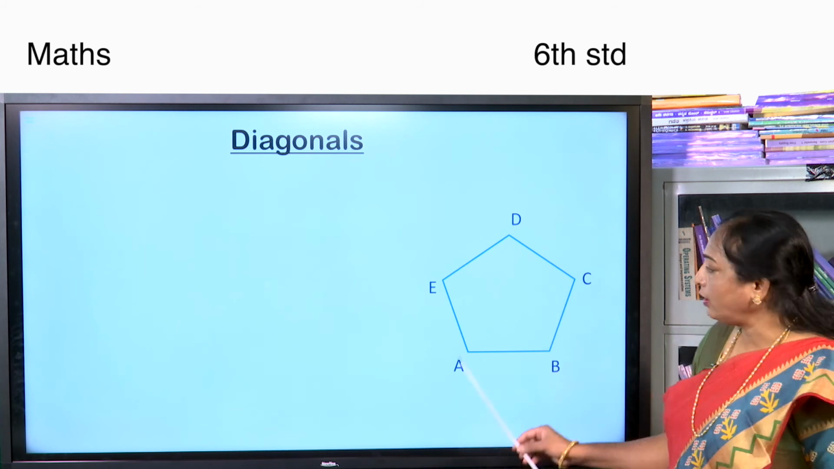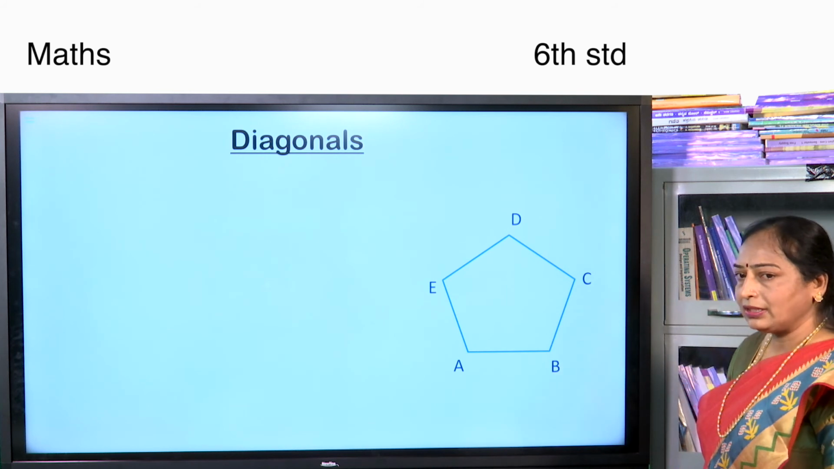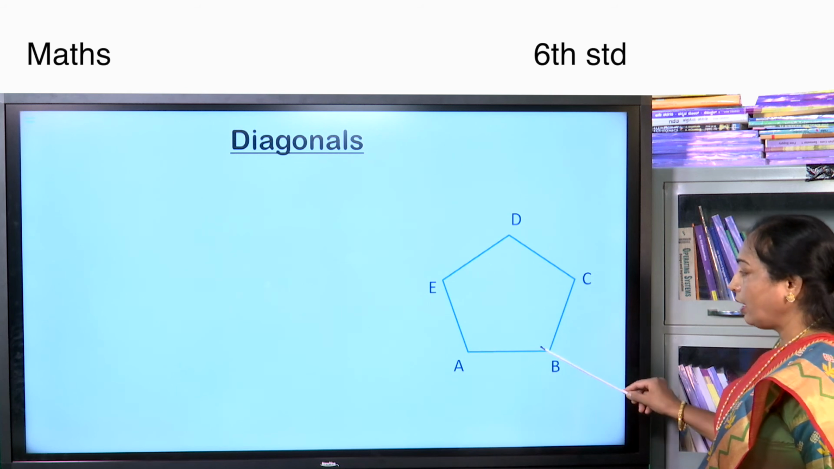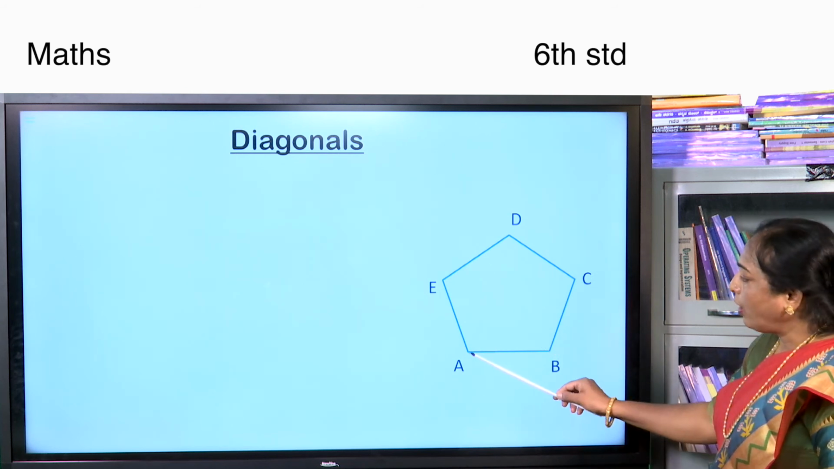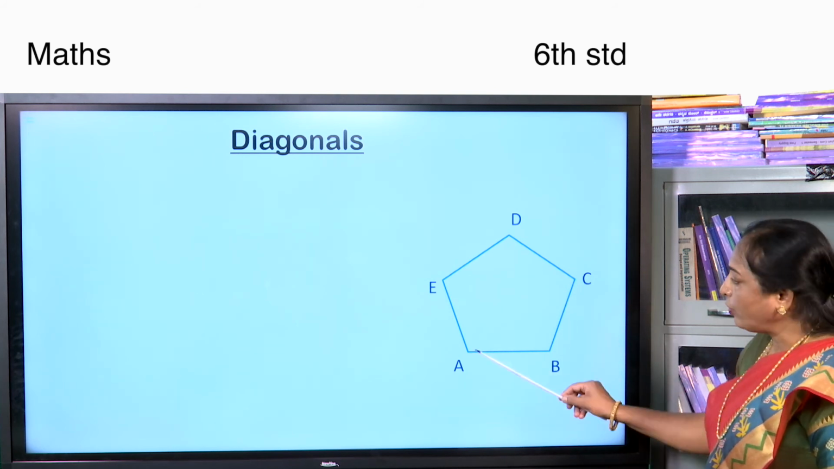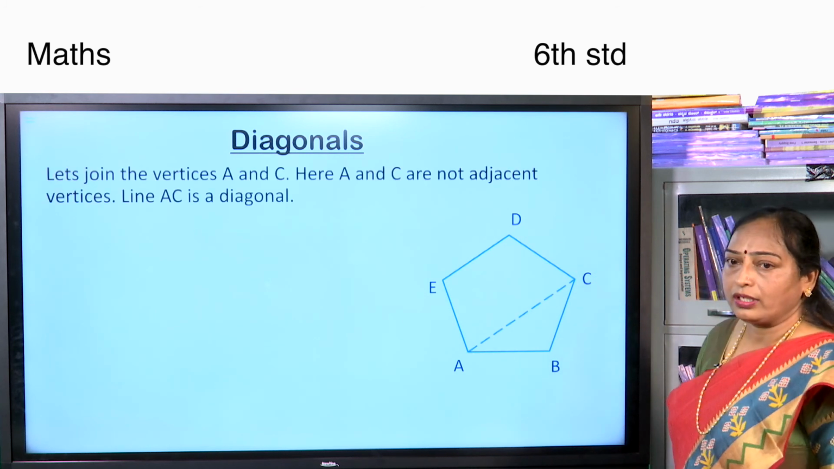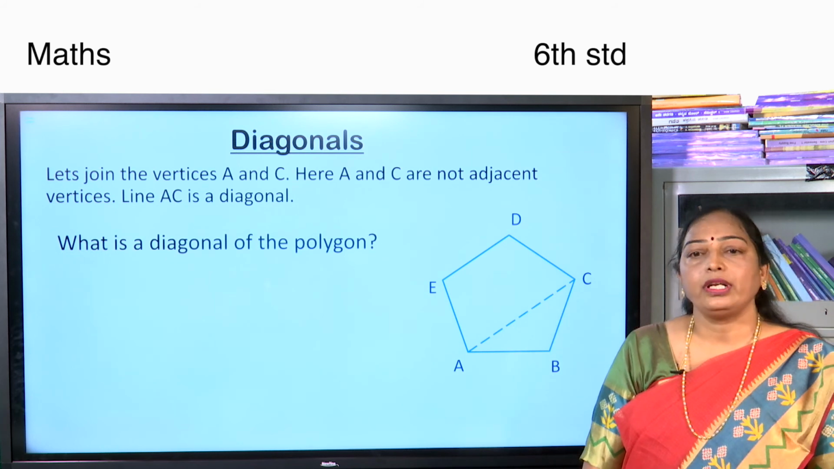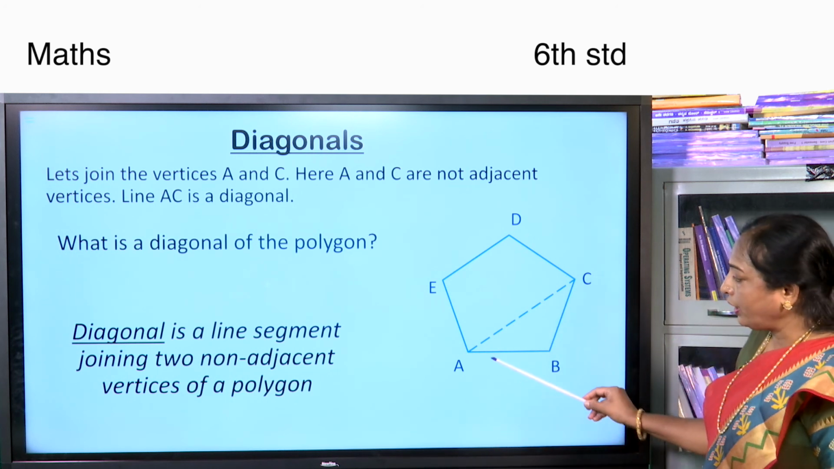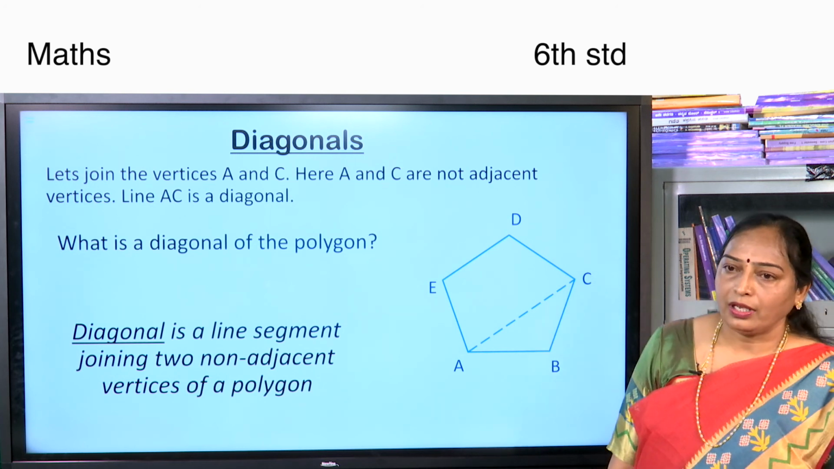Let's learn about diagonals. Look at this pentagon A, B, C, D, E. Let's join the vertices which are not adjacent vertices. Here A and B are adjacent vertices but not A and C. A and C are not adjacent vertices, therefore join A and C. The line AC is a diagonal. What is a diagonal of the polygon? Diagonal is a line segment joining any two non-adjacent vertices of a polygon.